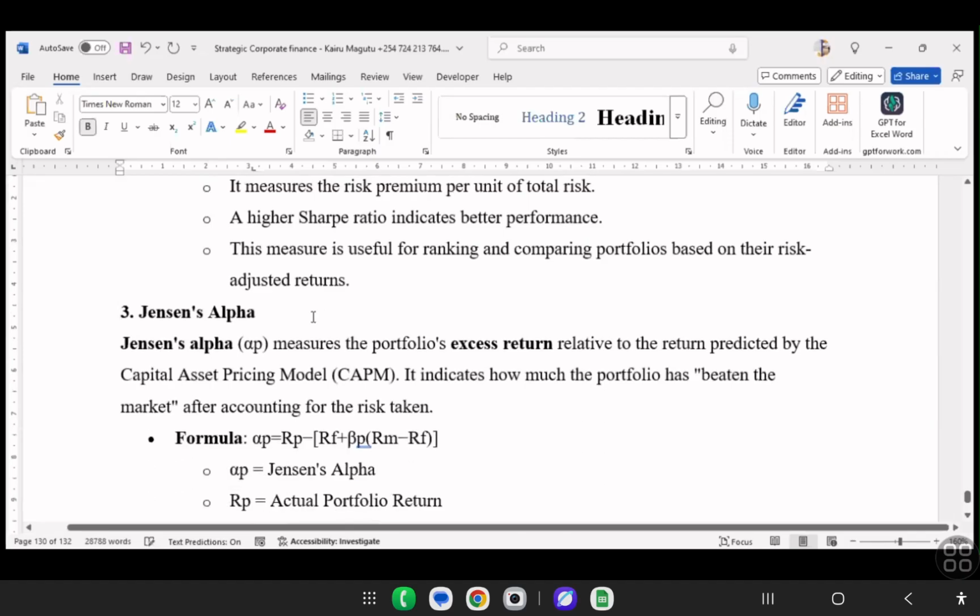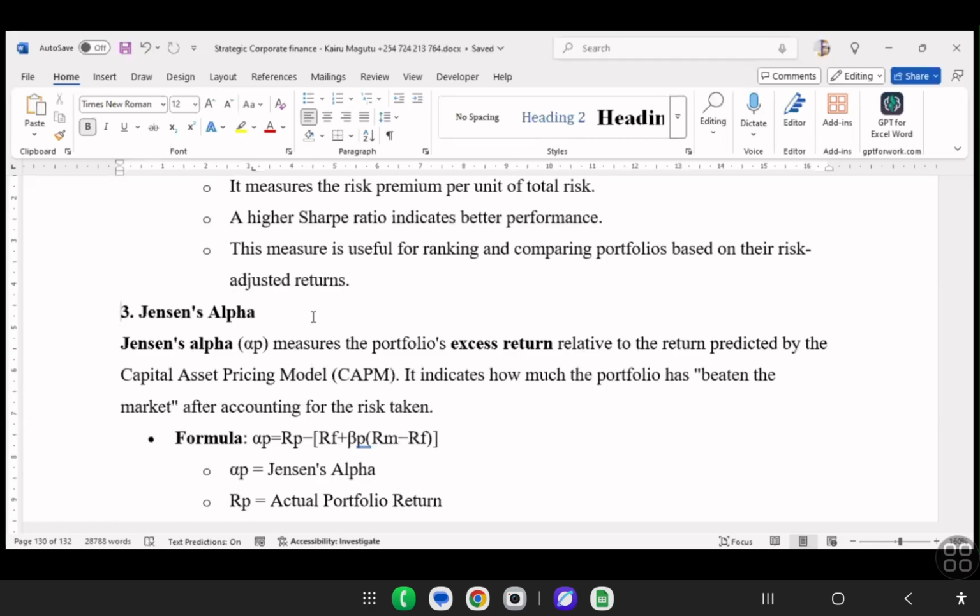The last one is what we call Jensen's alpha. From your quantitative course, you learned about regression analysis. Jensen deals with regression, so we are talking about the regression model, and I want to explain it. Jensen's alpha measures the portfolio excess return relative to the return predicted by the capital asset pricing model. It indicates how much the portfolio has beaten the market. How much has your portfolio outperformed the market? That is after accounting for risk.